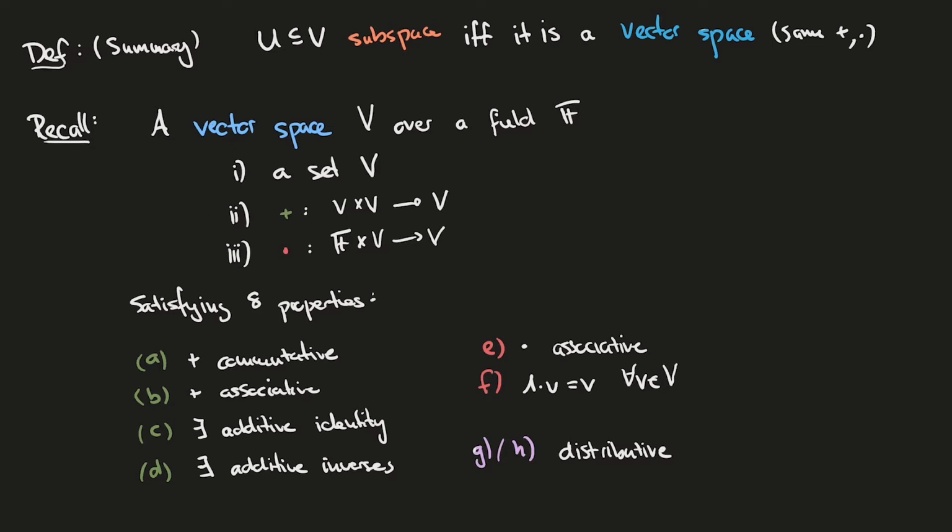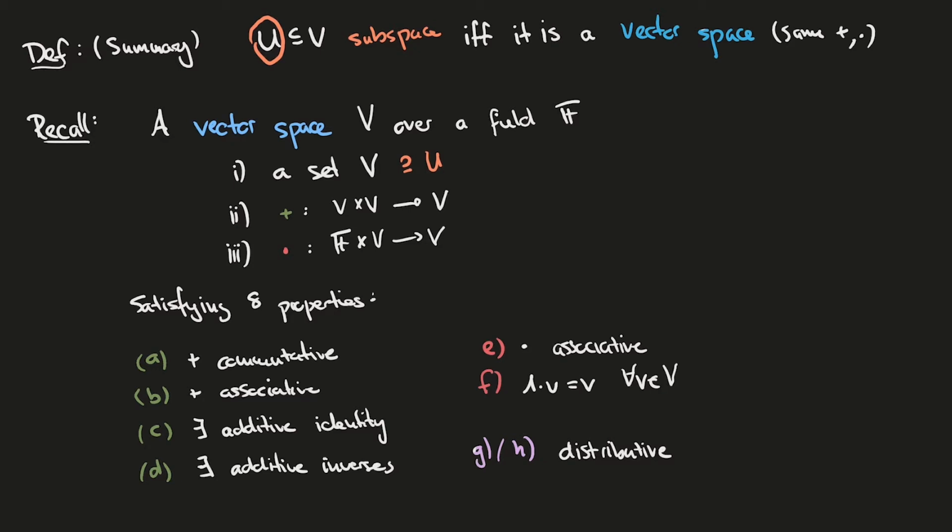Let's consider what this translates to for a subset U of V, which is supposed to have the same addition and scalar multiplication as V. In order to have a vector space, we need a set together with two operations. But we're already given the set U, which is a subset of V, and we're also already given the operations because they have to be the same ones as on V.